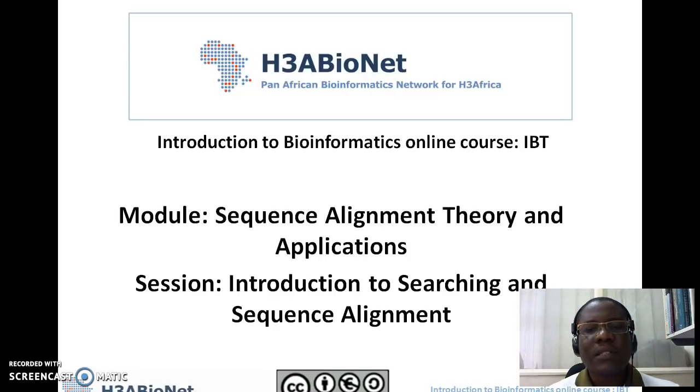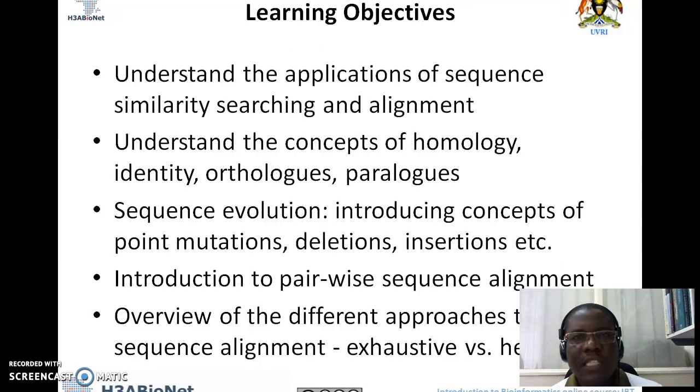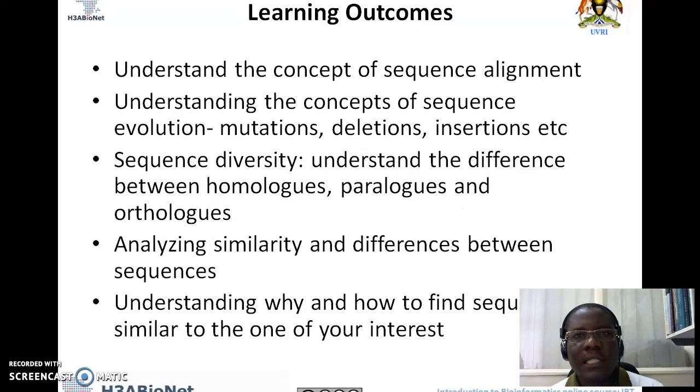This is an introductory session. In this session, we shall learn about various applications of sequence alignment, concepts of homology in its various forms, evolutionary perspective of sequence alignment, pairwise sequence alignment, and sequence alignment approaches. It is my expectation that hopefully you shall come away with a good grasp of sequence alignment basics.